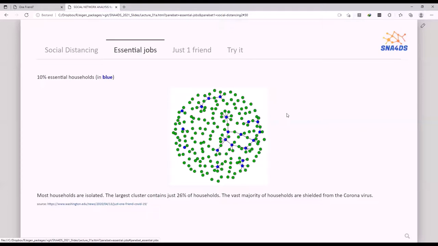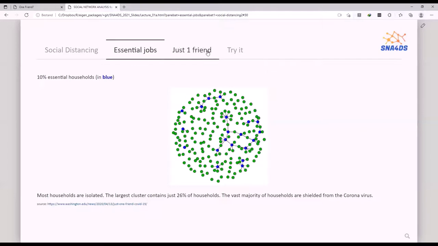Now, if these blue dots have on average, so not everybody's the same, but on average have 4 relationships, this is one way that network would look. So in this case, there's actually a cluster of about a quarter of all the households. So a quarter of all the households are connected to each other some way. The result is that about 3/4 of the households are not. So they would be shielded from coronavirus because they're not in touch with anyone else. But about a quarter of the households are at some point interacting with each other, either directly or indirectly. So the coronavirus could spread that way. So if you only have 10% essential households and they have on average 4 contacts with other people, then only about a quarter of your population might get coronavirus and 3/4 will not, right? Just assuming that this is the only thing going on at the time.